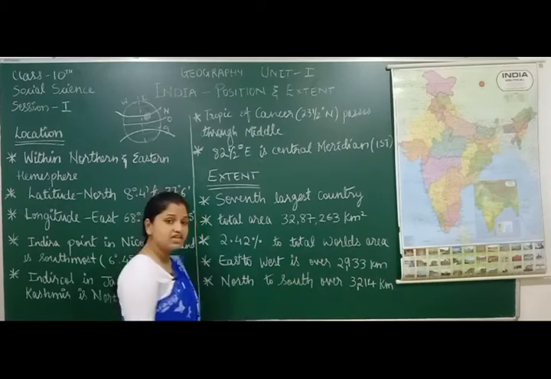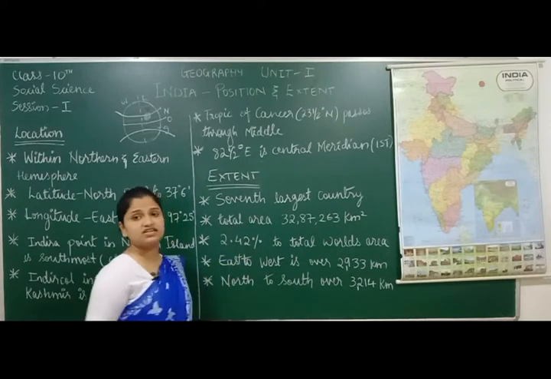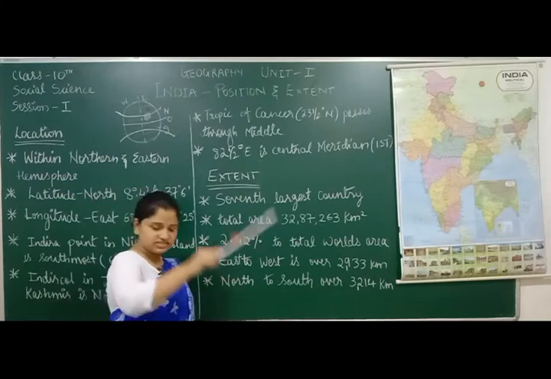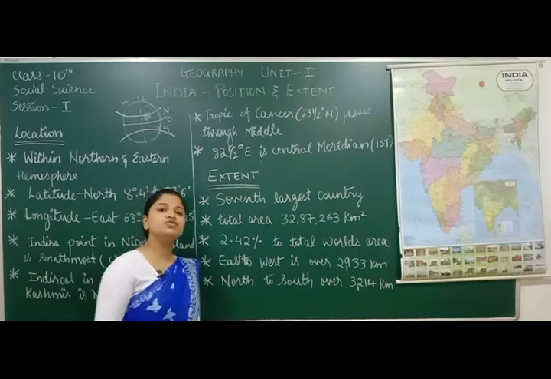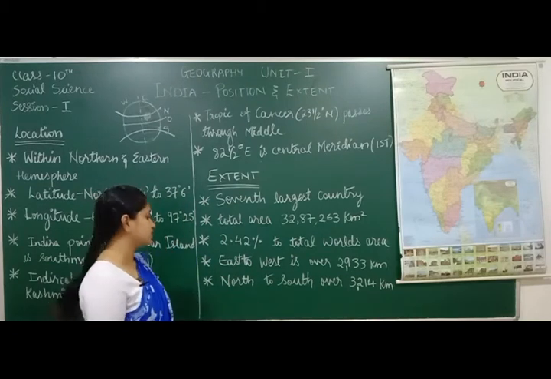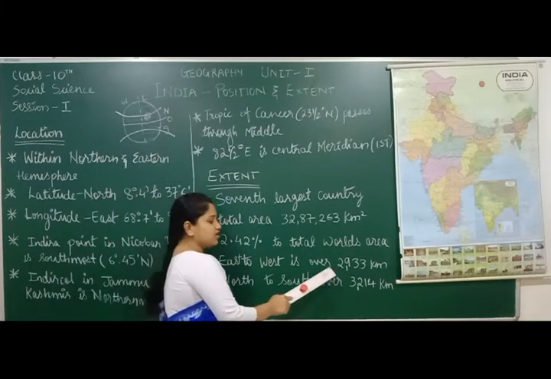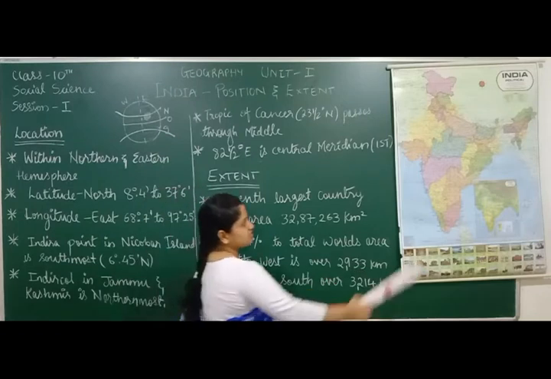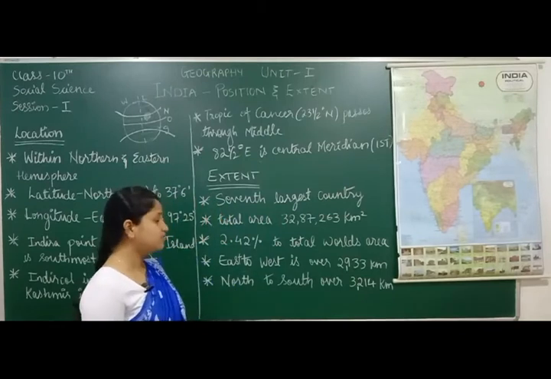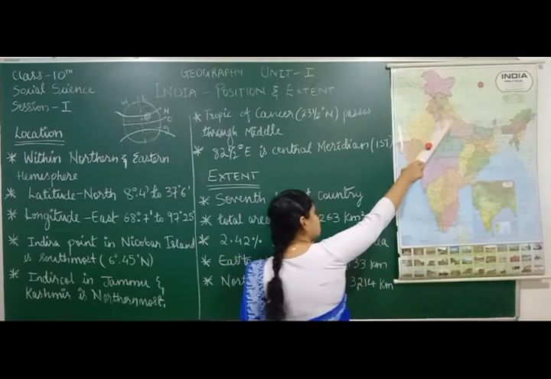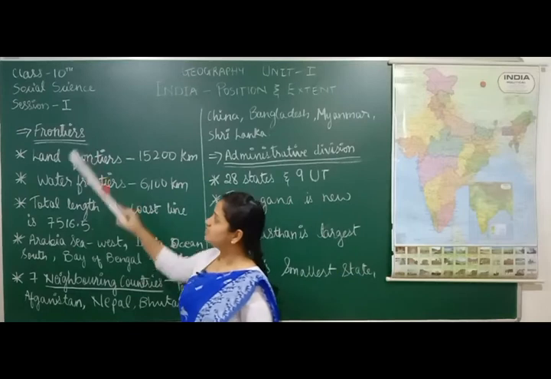32,87,263 square kilometers. Also, it is the 7th largest country in the world. So if you consider the total area of the world, which is 100%, India occupies 2.42% of the total area of the world. Also, if you see east to west, how many kilometers are there? It is 2,933 kilometers from east to west of India. North to south, 3,214 kilometers. Next, we'll talk about the frontiers of India.